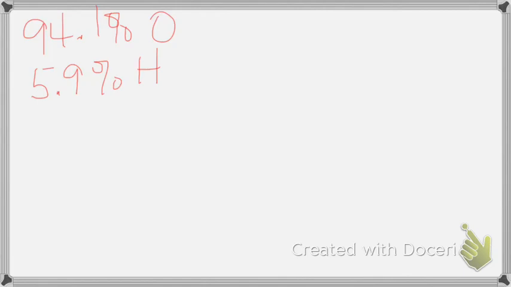Let's see. All right, what if you were given 94.1% oxygen and 5.9% hydrogen? This is when you need to get out your calculator, by the way.